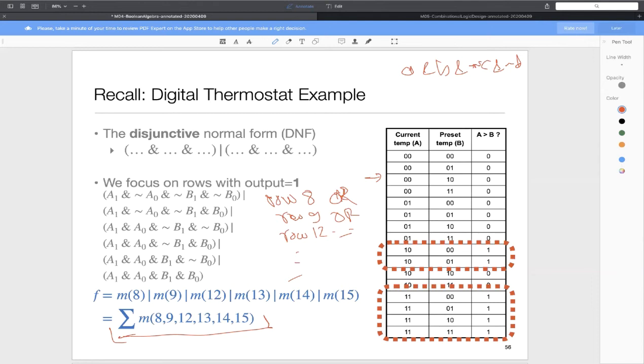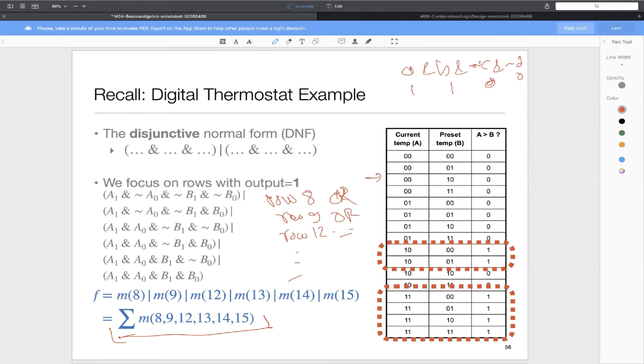When would this minterm be true? It will only be true if A is 1 and B is 1 and C is 0 and D is 0, right? That's the only time it will be true. So it can't be that minterm is 1. Minterm is 1 only when there is a specific input pattern. Minterm number 8. So for the DNF form, you want something that has an output of 1.